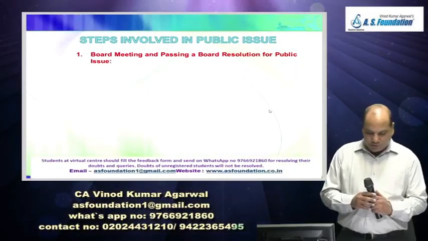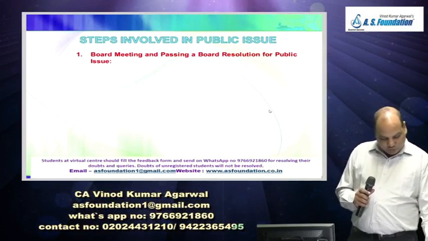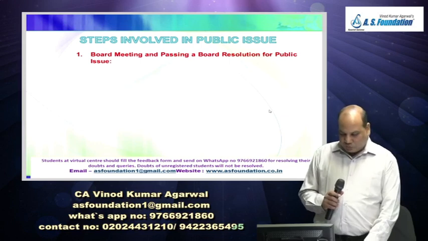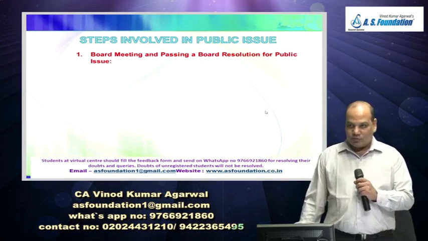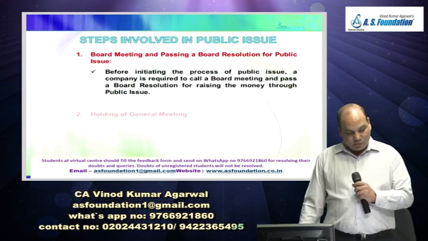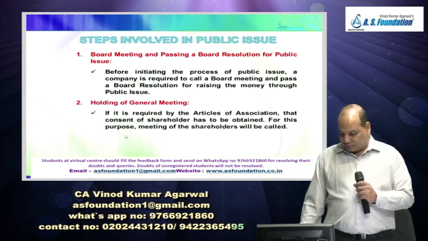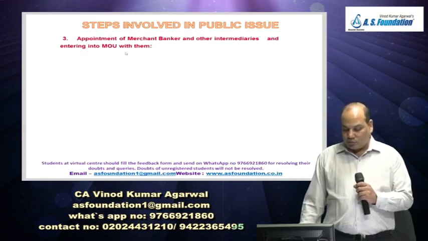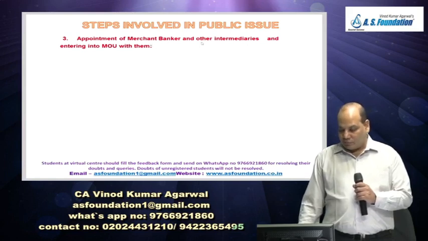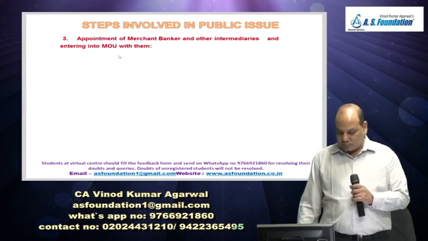Okay, let us revise what are the steps involved in public issue. So first step is to call a board meeting, pass a board resolution for public issue. Then second step is to call the meeting of shareholders and pass the resolution in the shareholders meeting. Step number 3 is to appoint merchant bankers and other intermediaries and enter into an MOU with them.